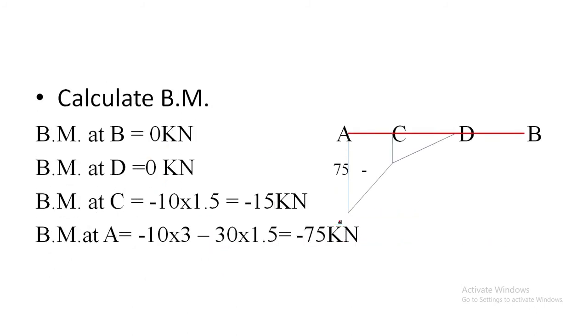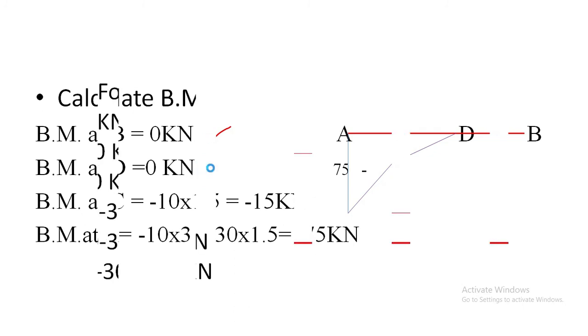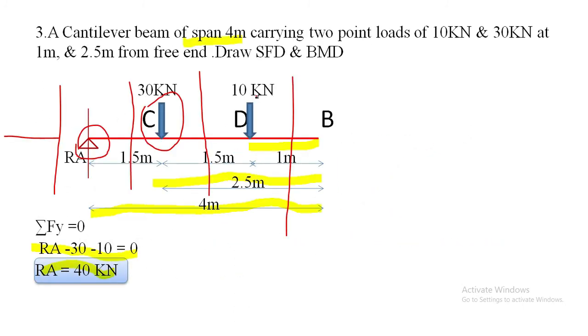Then come towards the values of bending moment and the bending moment diagram. While calculating bending moment values in a cantilever beam, always start from the free end. B is the free end, so bending moment of B is 0. Bending moment of D is also 0, because when we come at D and look towards the free end, there is no force present, so bending moment of D is also 0.